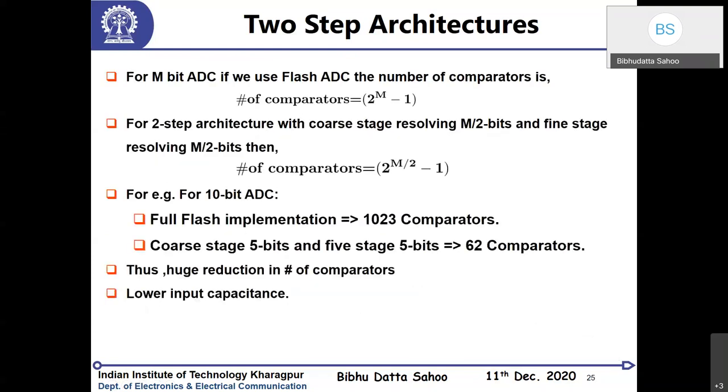Why two-step architecture? If I have an m-bit ADC, we would need 2 to the power m minus 1 comparators in a flash ADC, but it will do it very fast. But if I go for a two-step architecture, it can also work very fast. And if each step is resolving m by 2 bits, then you need 2 to the power m by 2 minus 1. That's an order of magnitude reduction in the number of comparators that you get. So the lesser the number of comparators, the lesser the input capacitance, and the larger the bandwidth. You can always digitize higher bandwidth signals if the capacitance is smaller.